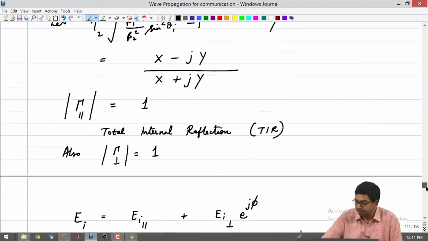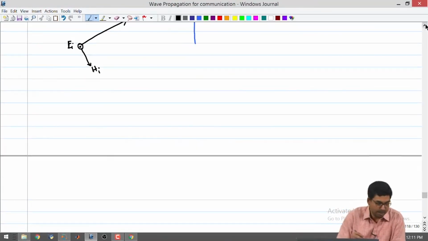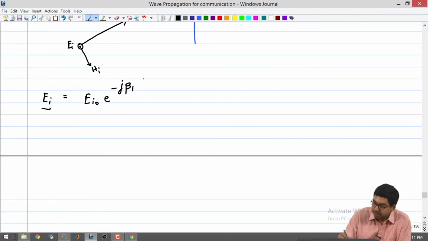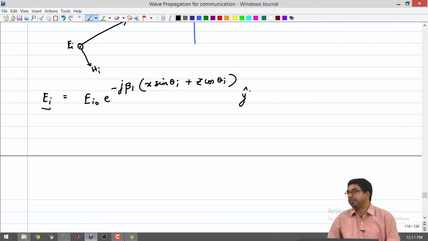So, I go back and write down my incident field. E_I has a magnitude of E_I0, and the phase part is e^(-jβ1(x sin θ_I + z cos θ_I)), in the y direction. It is identical to what I had written before.